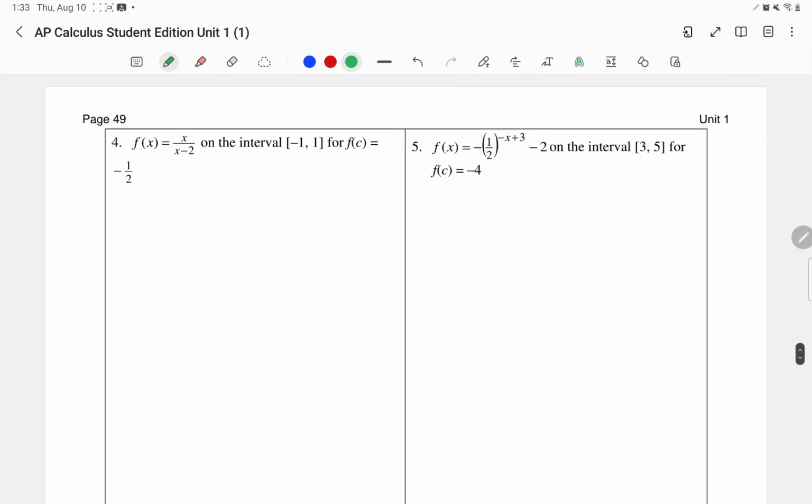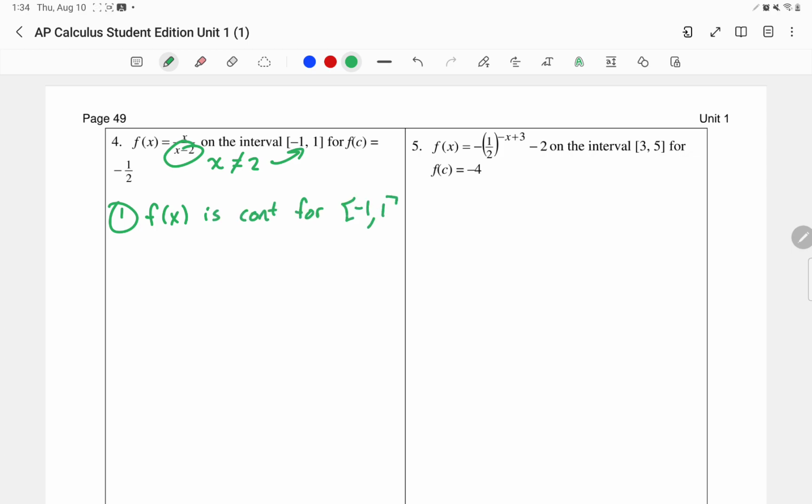Looking at a few more, we have number 4, x divided by x minus 2 on the interval from negative 1 to 1, for c is equal to negative 1/2. So we want to know, in this case, where does this not work? This does not work at x equals 2. 2 is not in there. So we can say for our first rule, f of x is continuous for negative 1 to 1, right? We're checking where does this graph have a vertical asymptote, and it's not between negative 1 and 1. We have 2. That's not in between negative 1 and 1. So we are continuous.